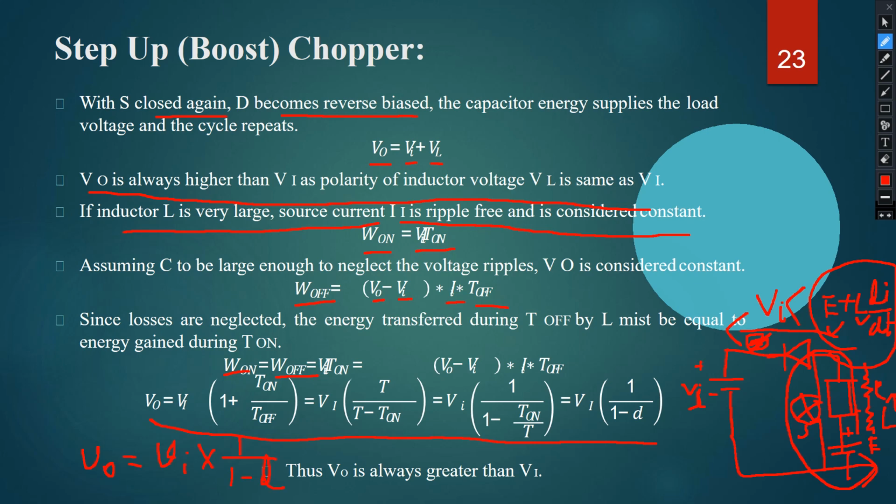So D is always less than 1. So what will be 1 minus D? So 1 minus D will also be less than 1. So if the denominator over here is less than 1, so what about V output? V output should be greater than Vi, and hence it is a step up or boost type chopper. I hope it is clear now.